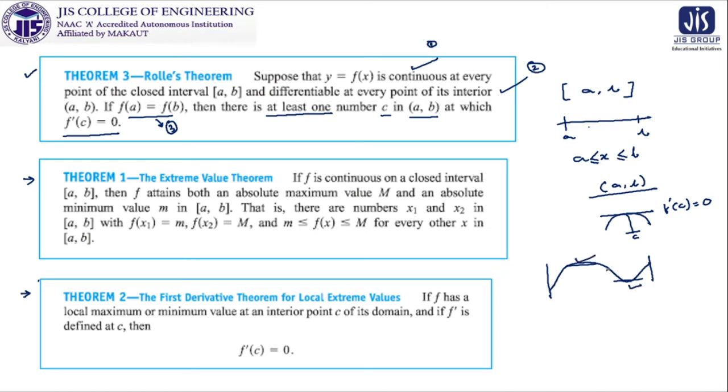And theorem 2 tells us the first derivative theorem for local extreme values, which you most probably had an idea of in your 11th-12th classes, that if f has a local maximum or minimum value at an interior point c, then f dash c will be equal to 0. So that is why these two points are required in Rolle's theorem. That is why theorem 1 and theorem 2 are mentioned over here, to validate Rolle's theorem.